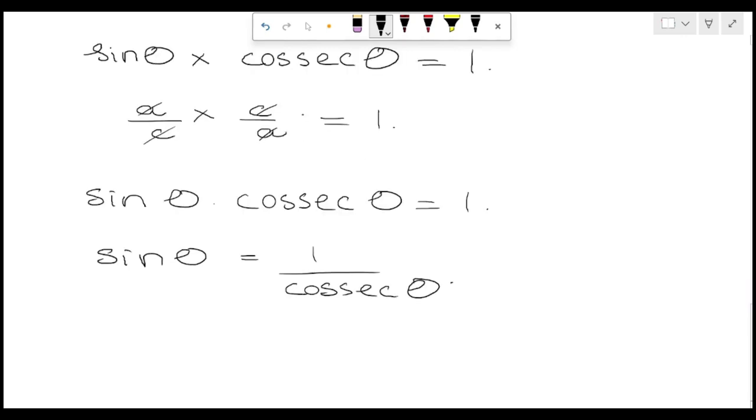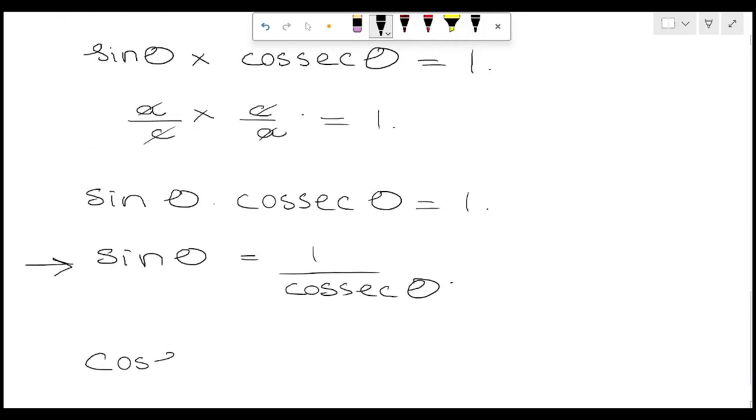This also represents the same thing. Now, how did I write sine theta dot cosec theta is equal to 1 as sine theta is equal to 1 over cosec theta? We divided cosec theta on both sides. So when you divide that on the left hand side, it gets cancelled and sine theta remains, but on the right side 1 over cosec remains. So this is why the trigonometric function multiplied with its reciprocal is equal to 1. Now let's do the same for cos theta.